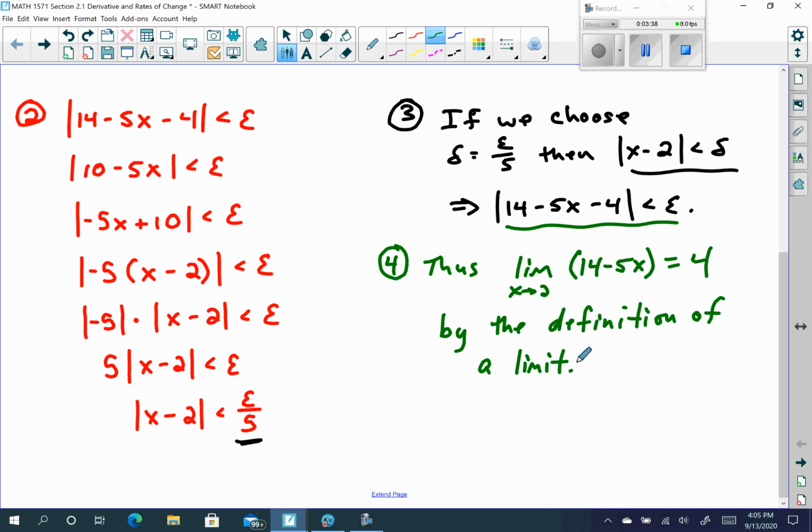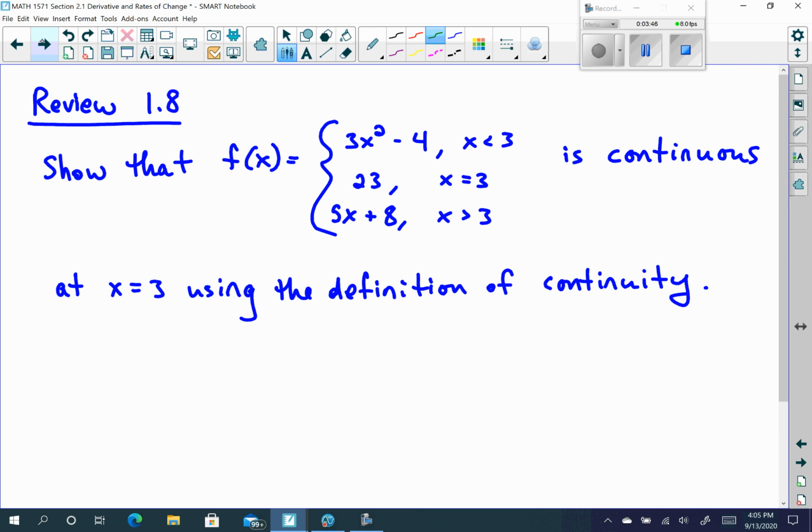All right, so there's another example from section 1.7. The next one is from 1.8, dealing with continuity. Again, pause the video to copy this down. Here we want to show that f of x, which is a piecewise function, is continuous at x equals 3 using the definition of continuity.